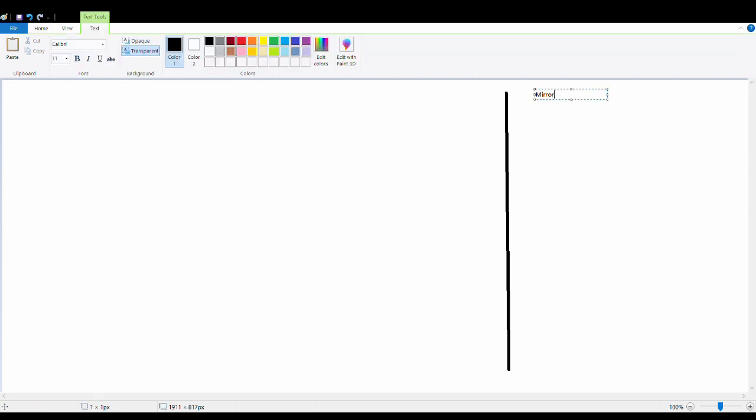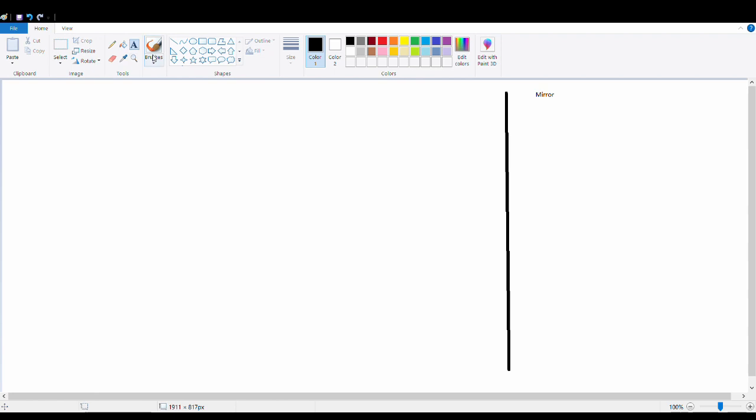Let me label it for you. And we have an object, in this case, let's say a single dot on the left of this mirror. And this one is the object that we're going to look at. And then we have an observer located at this location right here. Here's the eye. And so we have to find how the eye sees the object in the mirror.